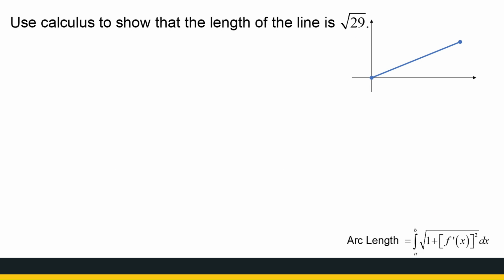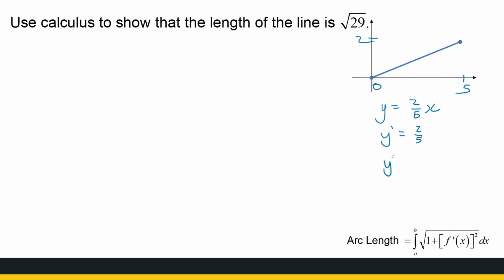The length is root 29. Pythagoras told me, I want to believe Pythagoras. But I'm going to just use the arc length formula just to show that Pythagoras knew exactly what he was talking about. So let's take a look. This function, what's the equation of this function? It's a straight line going through the origin. The gradient, change of y over change of x, is 2 over 5. So it's 2 over 5x plus 0. The derivative is then 2 over 5.